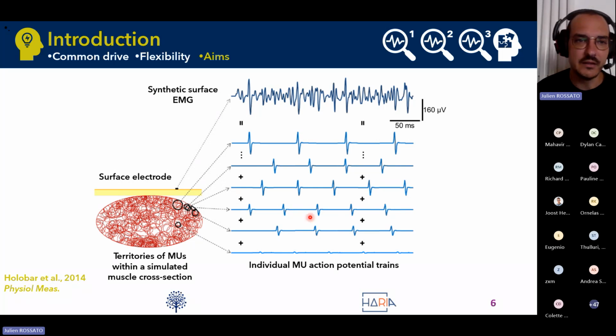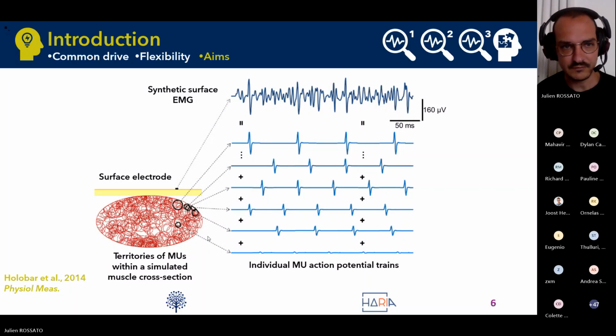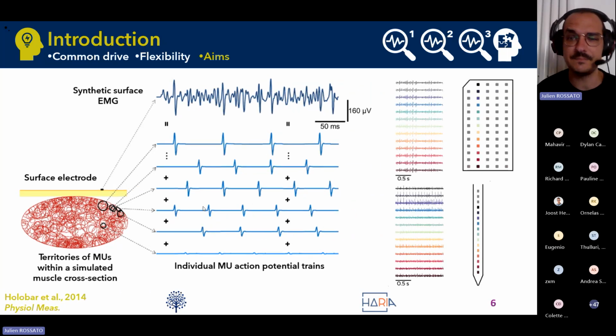An alternative method is the decomposition of the EMG signal into motor unit activity. As you can see, the EMG signal is the sum of the discharge patterns of all the motor units. It is then possible to reverse the generative model of the EMG signal to find the sources of this signal, which is the activity of the motor units. To do this, it is necessary to increase the number of observations and therefore to use high-density electrodes, either surface electrodes or high-density intramuscular EMG.